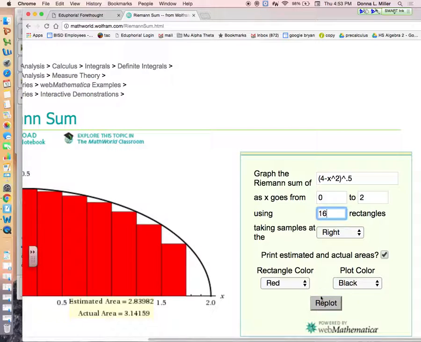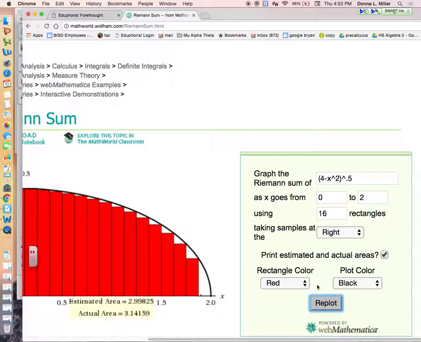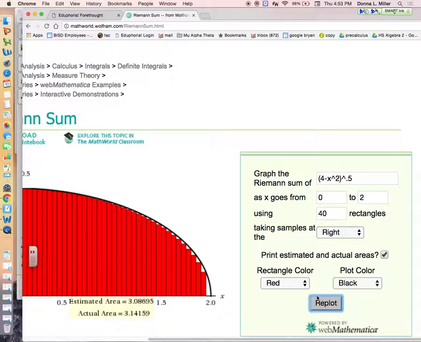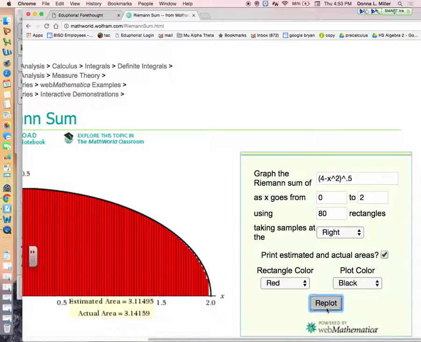We'll do 16. 2.998. We'll do 40. 3.08, getting closer. What do we do? 60. I can't remember 60 or 80. We'll do both. Here's 60. And getting pretty close, 3.11. And then if I do 80, 3.11. So we're within a couple hundredths. All right, so it makes sense that the more rectangles I use, the better off I am.